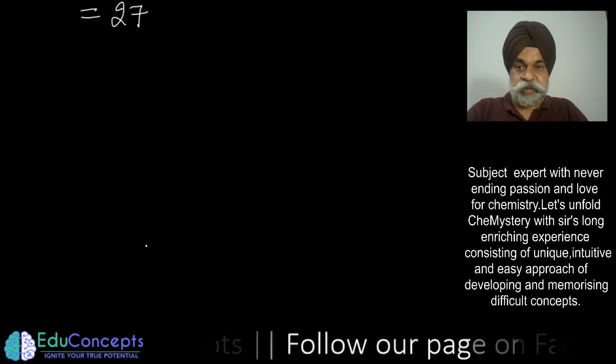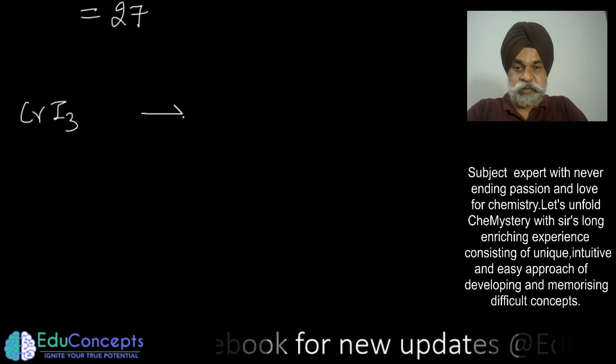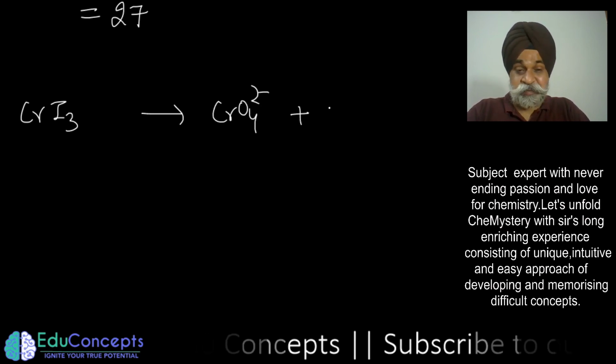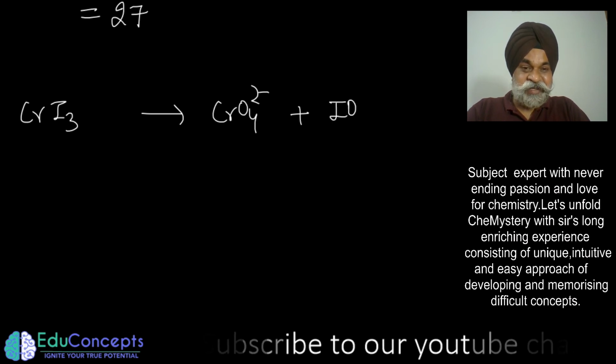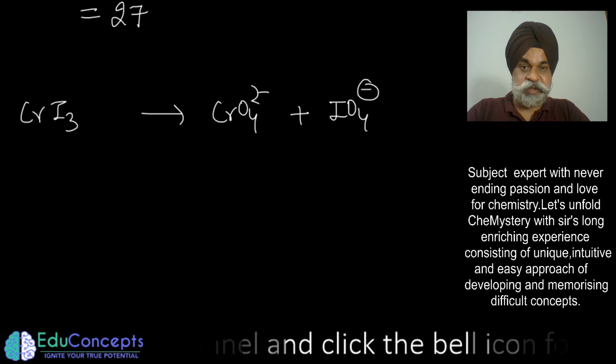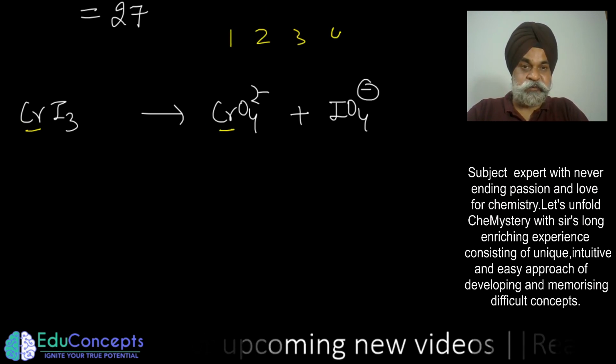Now in case somebody is interested to do it with balancing, he or she may do it hardly in a millisecond, not milliseconds, in some seconds. So we would do it this way. If I do it a little speedily, the chromium is balanced, so 1, 2, 3 and 4.